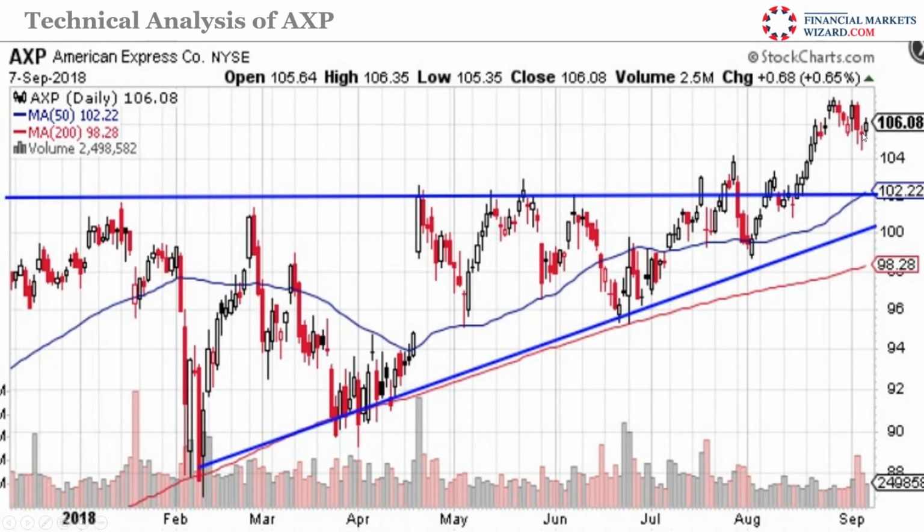So I know that if AXP starts moving up, it can easily break this. This is not a heavy resistance, and it can go to uncharted territory. So it will make a new high. So I'm just watching it, stalking it.